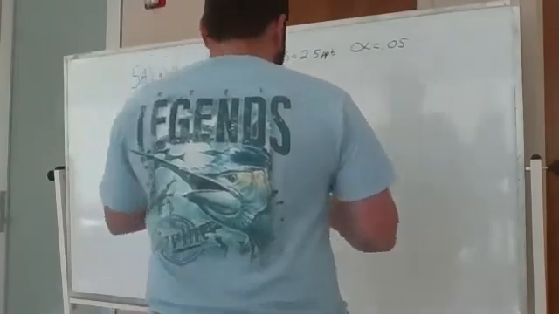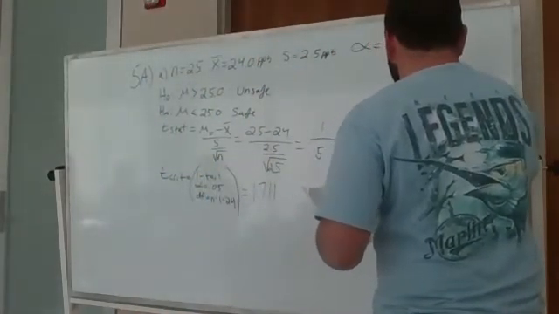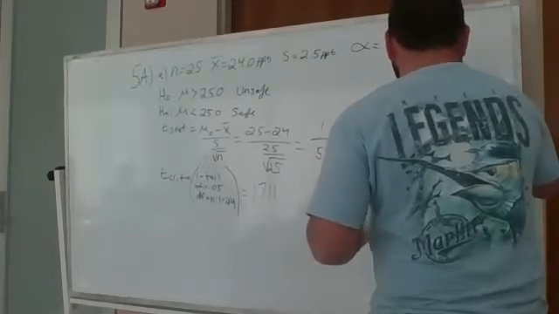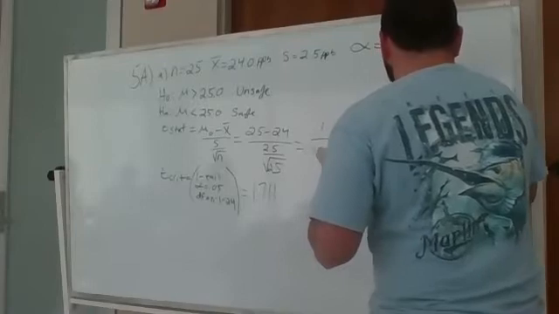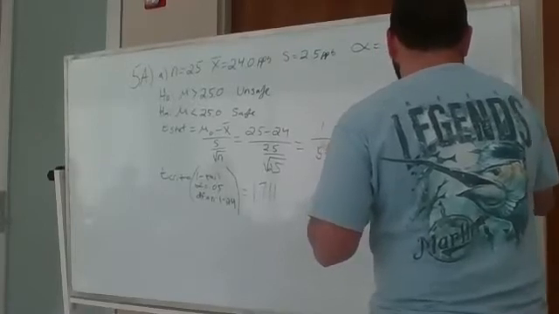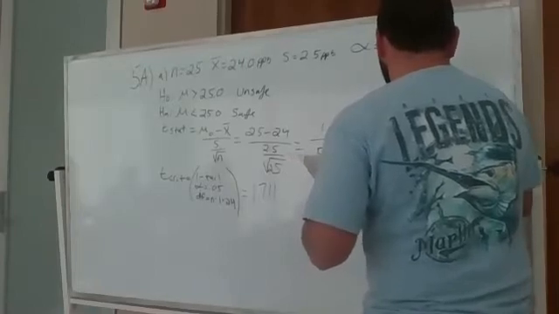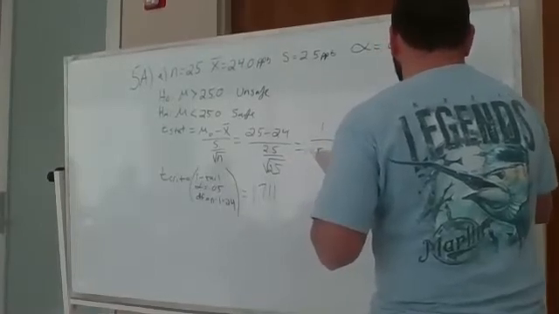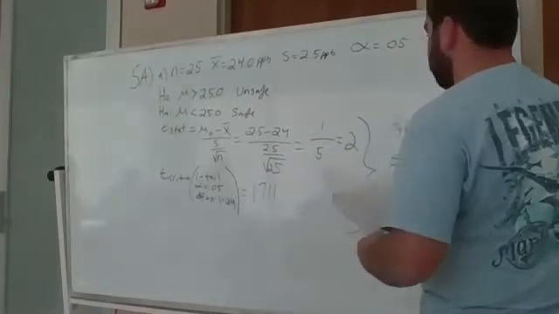So in this sense, our T stat is greater than our T critical. And so we therefore reject the null. And so that means the water is safe. Okay.